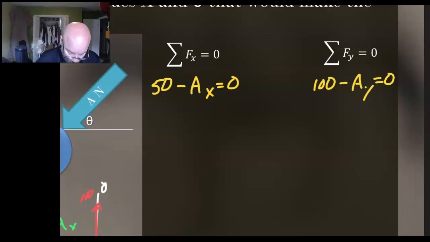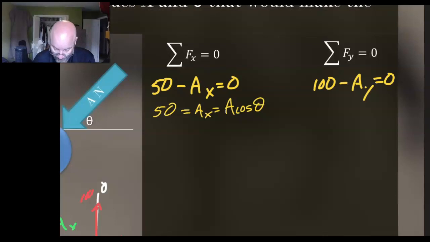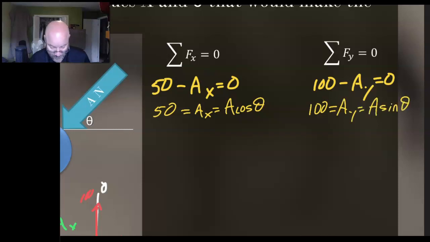So what we're going to have here is the 50 is AX, but my AX is A cosine theta. And over here on the other side, I've got 100 is AY, but AY is A sine theta. So I know A cosine theta is 50, and I know A sine theta is 100. Now, it might seem like I'm in trouble a little bit, but realize I've got two unknowns and I have two equations. So if I have two unknowns and two equations, there's a good chance I can untangle that to figure out both variables.